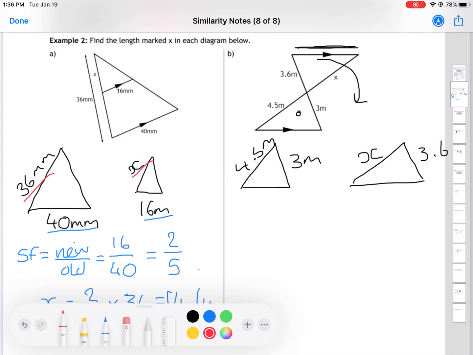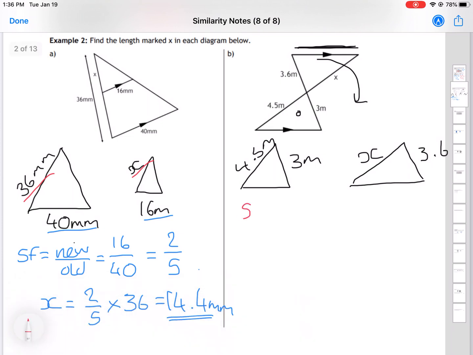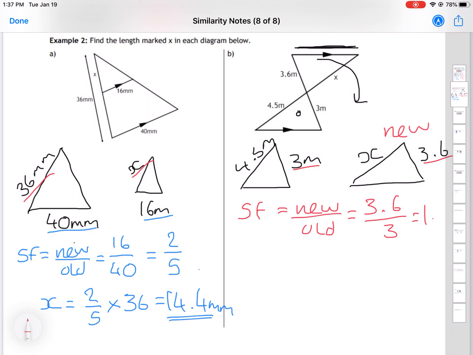Okay, so I've got to now find the scale factor. This is the new shape, because that's the one that something is missing from. So new over old. And we see that we have 3.6 and 3 here to use. So 3.6, divide that by 3. And the good thing here is we end up with 1.2. So decimal, fraction, whole number, any of those can represent your scale factor.